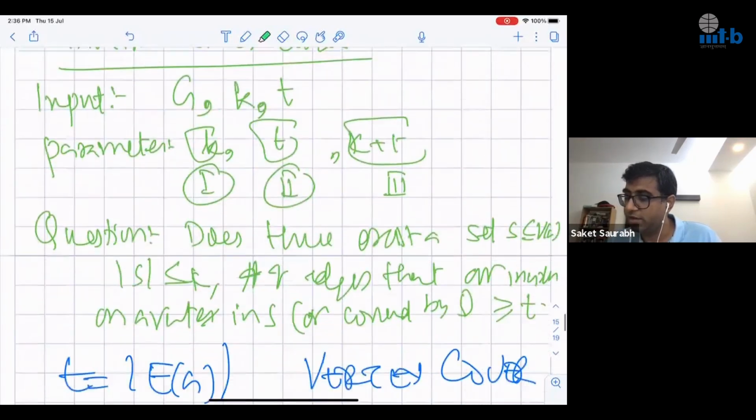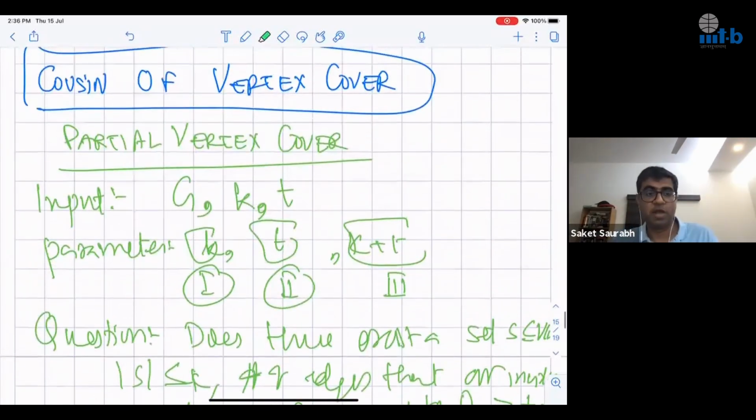Then we started to look at a problem called the partial vertex cover problem, where you are given a graph G and two numbers K and T, and you want to know whether you can cover at least T edges with at most K vertices.